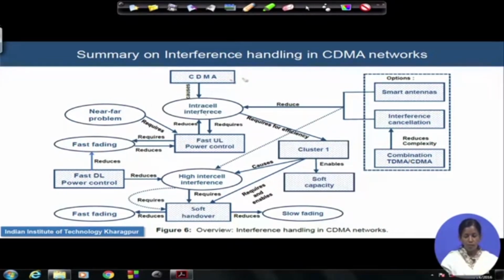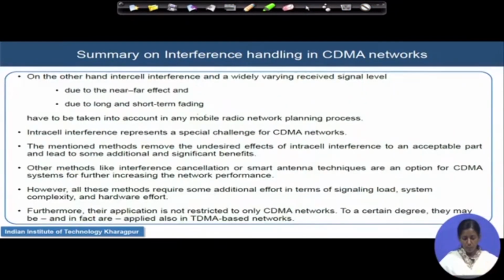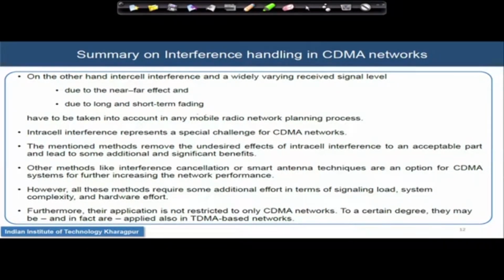So, as a whole, this is the complete picture of CDMA network interference and its handling schemes that we have already discussed in the last 4 modules. And this is basically the description of whatever we have discussed in the last few slides.